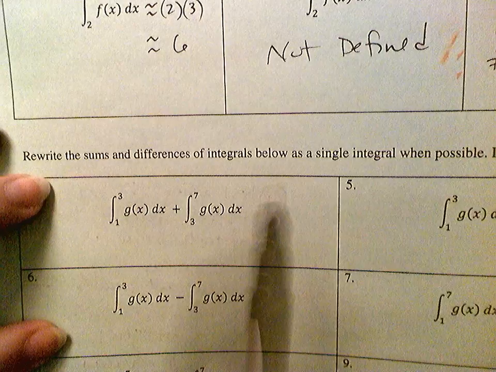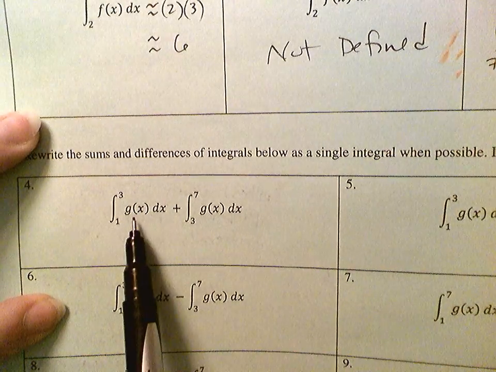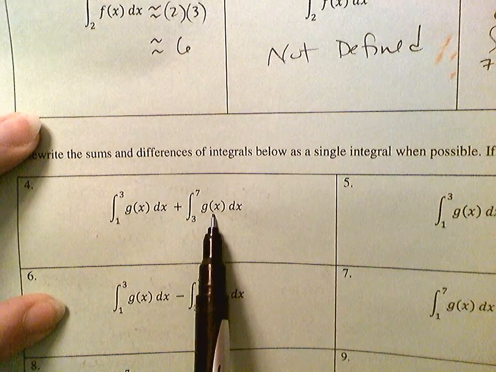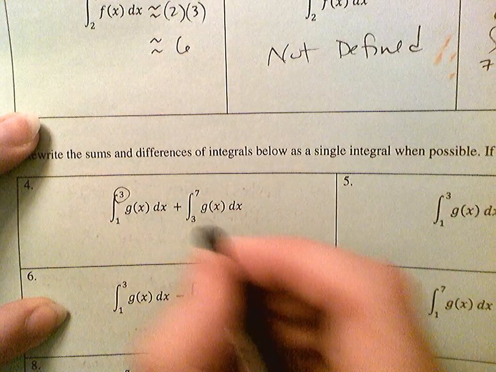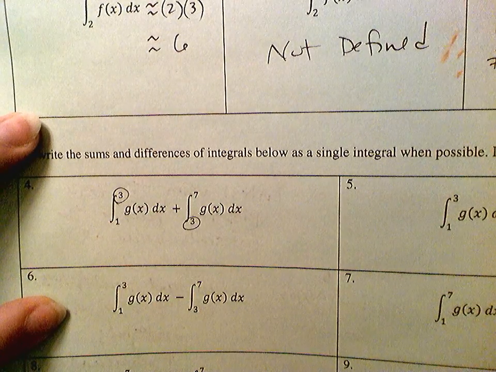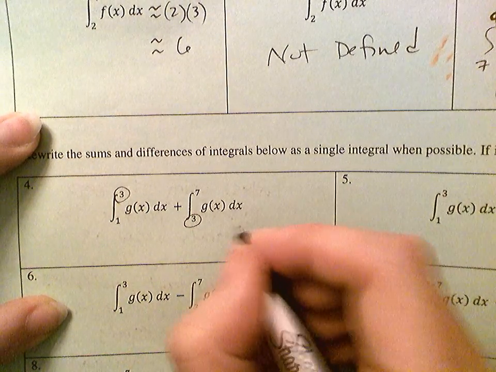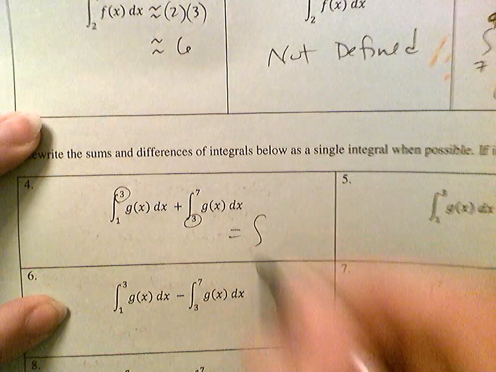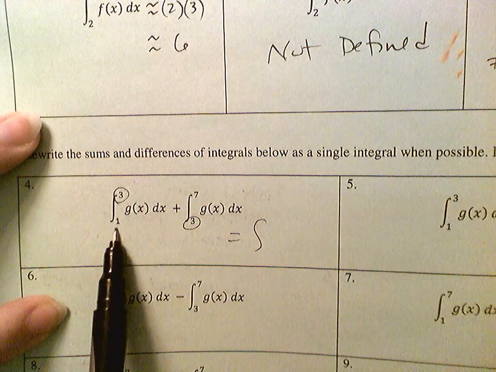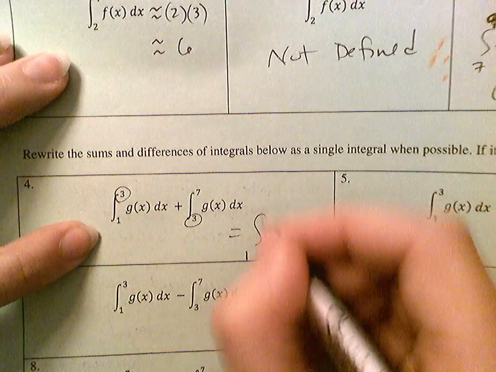So the first one, I have a plus sign, both integrals of g of x, and this upper limit is 3, that lower limit is 3. So I've got a match there. That means I can express this sum of integrals as a single integral from 1 to 7.